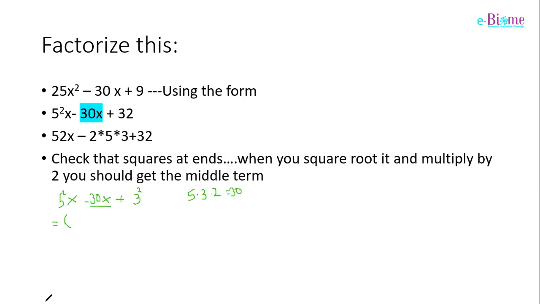Okay, so one more time. We have 25x squared minus 30x plus 9. And it's a perfect square when the square root of the first coefficient, so that's 5, and the square root of the constant, which is 9, so the square root is 3.